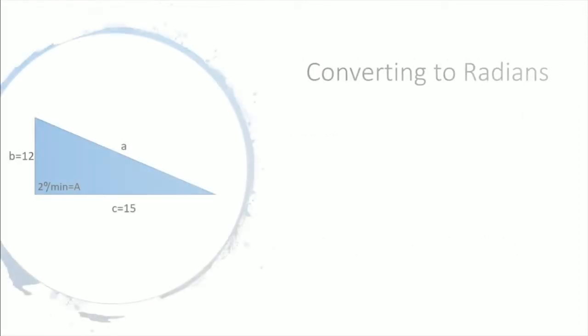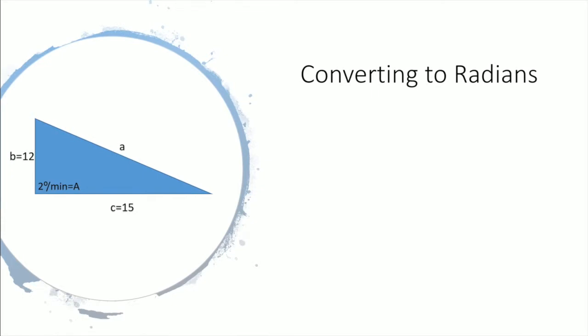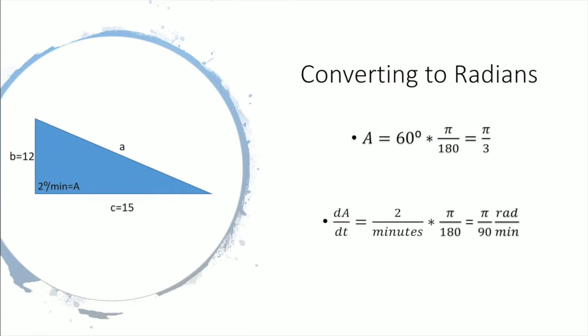Let's start off by converting what we do know into radians, because ultimately we're going to try to find the length of a side and degrees would not give us an exact value. Uppercase A equals 60 degrees. To convert this into radians, we multiply 60 degrees by pi over 180, giving us pi over 3. dA/dt equals 2 degrees per minute. If we do the same, we get pi over 90 radians per minute. Let's keep these values here on the side, because we're going to need them later.